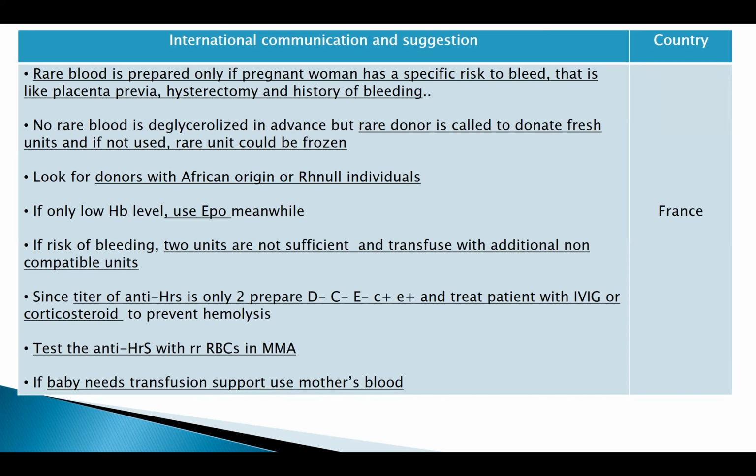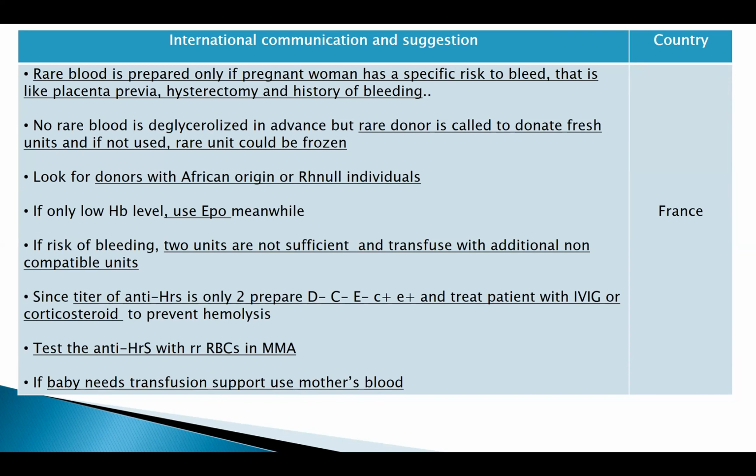And if the low hemoglobin level could be treated, use of erythropoietin drugs could be considered to fix the low level of hemoglobin. Besides, we should consider that 2 units of red cells, in case there is a risk of bleeding, is not sufficient to compensate for low hemoglobin. So an additional non-compatible unit should be considered for transfusion.